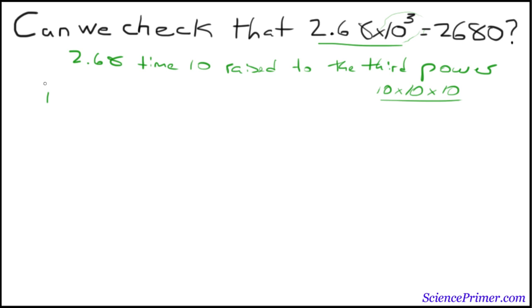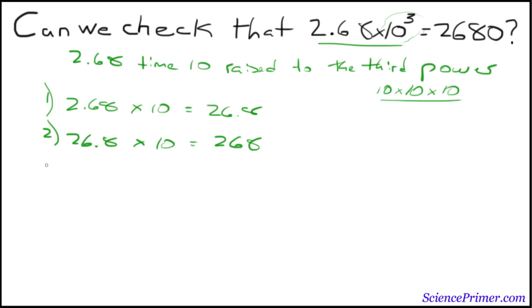So let's check that. We can multiply 2.68 times 10, and this will give us 26.8. We can go back and say this 26.8 times 10 equals 268, and then we can just do it a third time. 268 times 10 equals 2,680. And so we got back to the original number just by multiplying 2.68 by 10 3 times, or 10 times 10 times 10 times 2.68 will give us the original number.